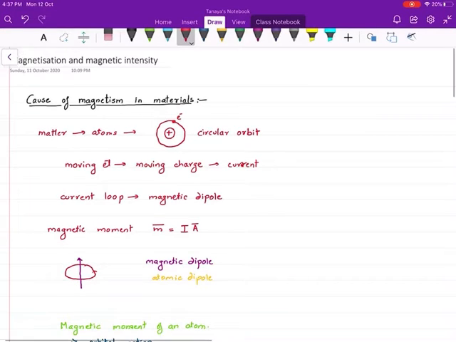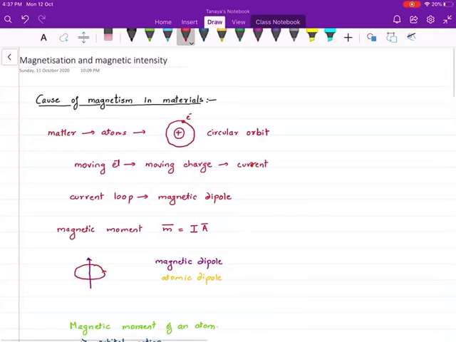Hello students. In this class, we are going to study about magnetization and magnetic intensity. But before we get into those concepts, we need to know a few other things. So let's quickly revise what was the cause of magnetism in different materials. We had seen this in the previous chapter.